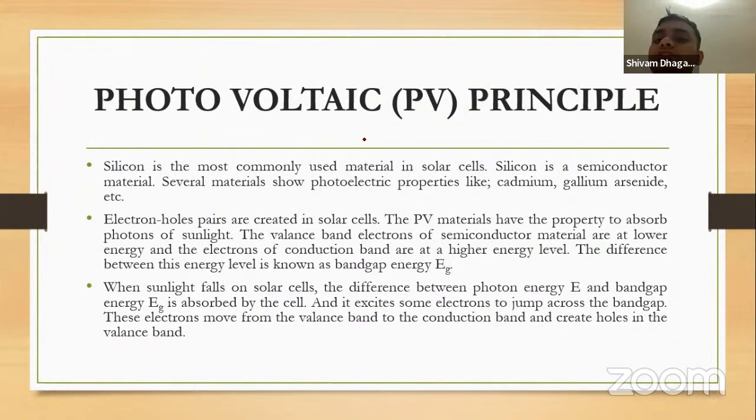When sunlight falls on solar cells, the difference between photon energy E and band gap energy EG is absorbed by the cell, and it excites some electrons to jump across the band gap. These electrons move from the valence band to the conduction band and create holes in the valence band.